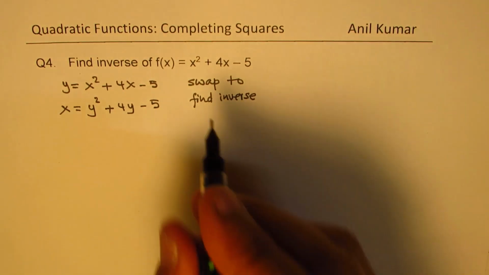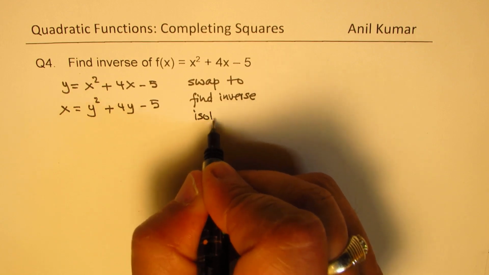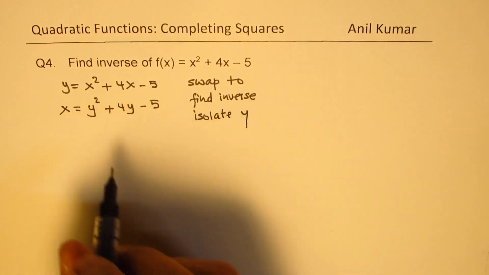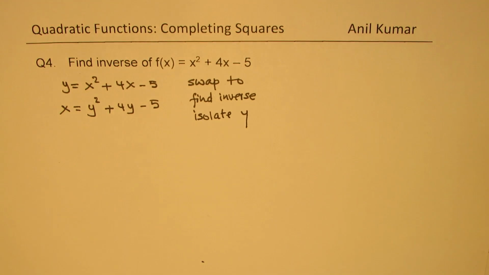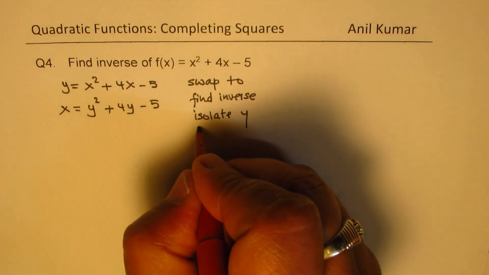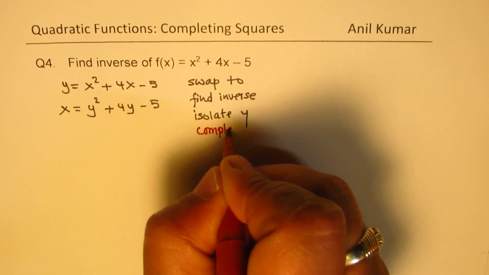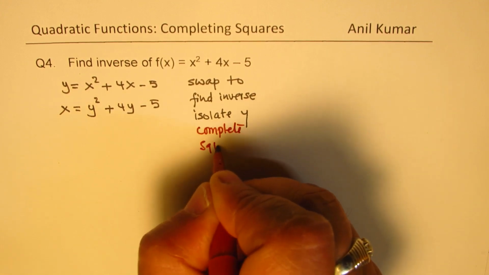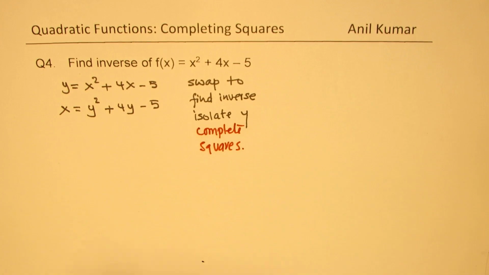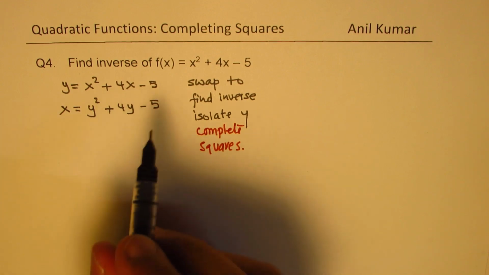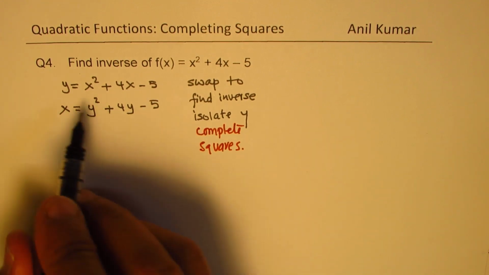And now the next step is to isolate y. Now here we have two terms with y. You cannot isolate directly. So to isolate, we have to complete squares. Do you see its significance, right? So completing the square is a very useful method. You need to master this. Okay, so let's complete the square.